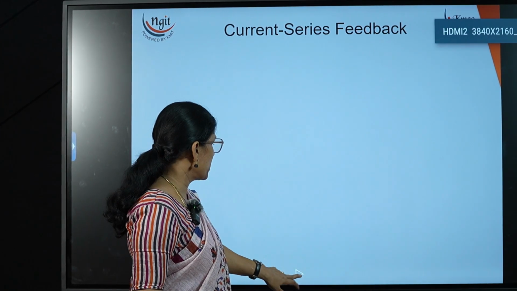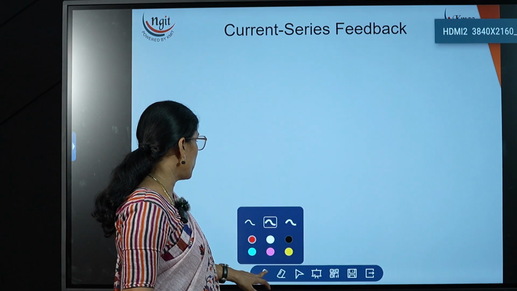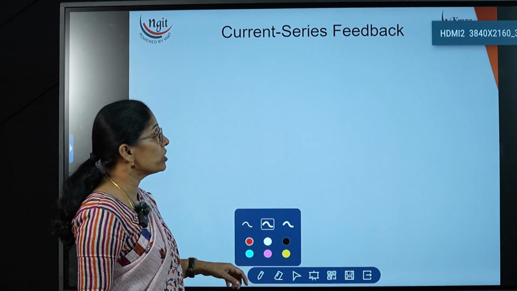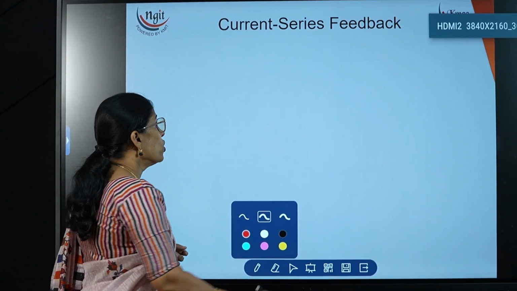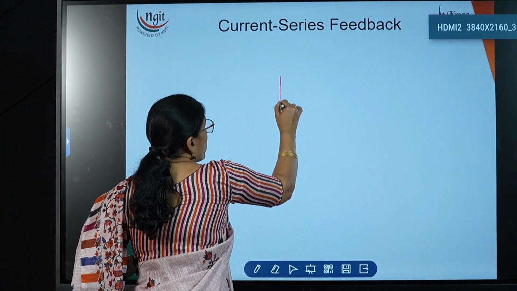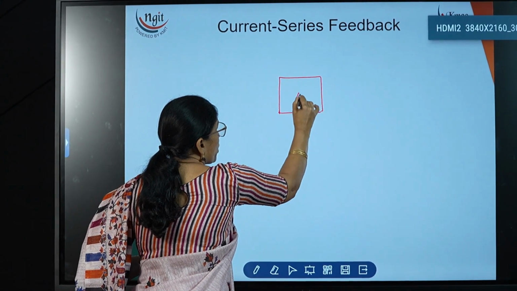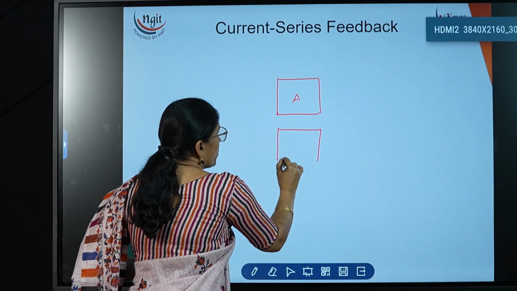Now, current series means what? The output sample is a current and on the input side we have to mix in series. For that, I am taking the amplifier circuit and a feedback network.